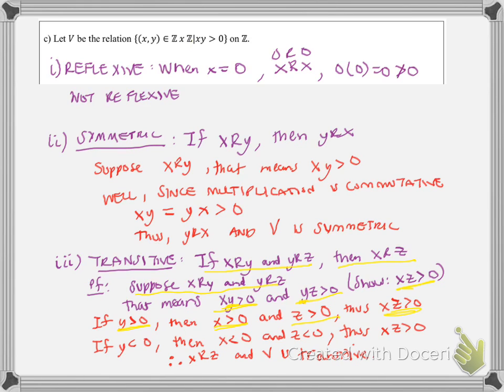Well, if y is greater than 0, then x has to be greater than 0 and z has to be greater than 0. Thus, x times z is going to be greater than 0, and x relates z, right? Well, what if y is less than 0? Then x has to be less than 0 and z has to be less than 0. And therefore, x times z will be greater than 0 and x relates z. Therefore, x relates z and B is transitive. So this relation B is symmetric and transitive, but not reflexive.